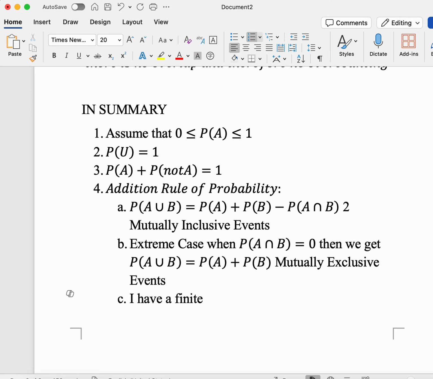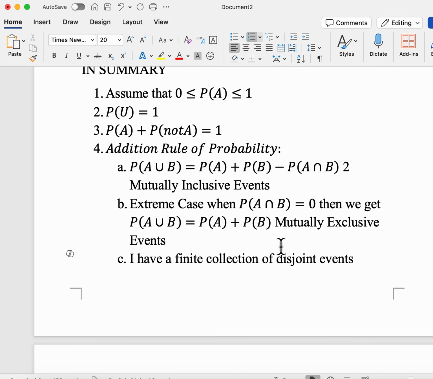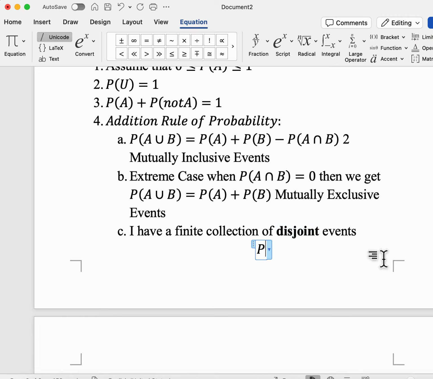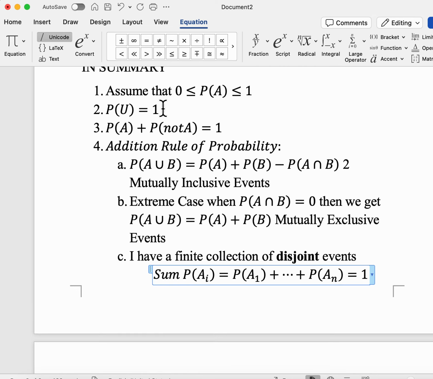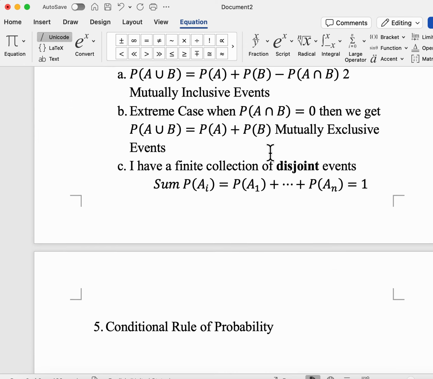I have a finite collection of disjoint events. So that basically means no overcounting. Then it follows that the sum of P of Ai equals P of A1 plus dot dot dot plus P of An. Summing up all the probabilities in a sample space gives us 1. And that's kind of related to point 2 here as well.